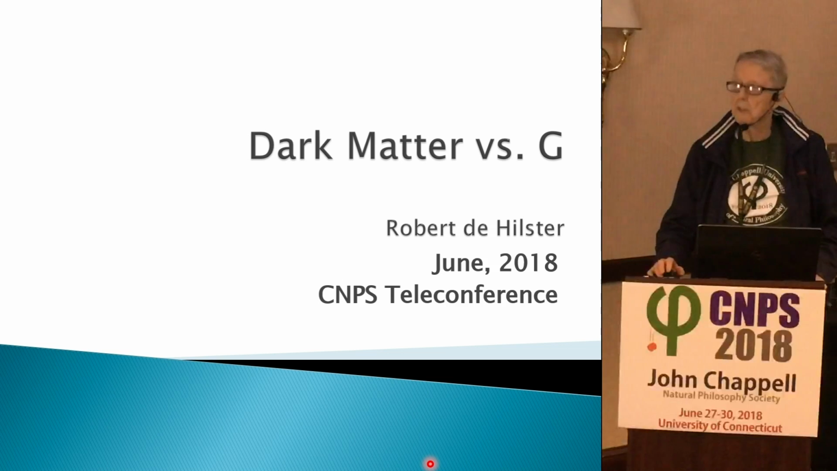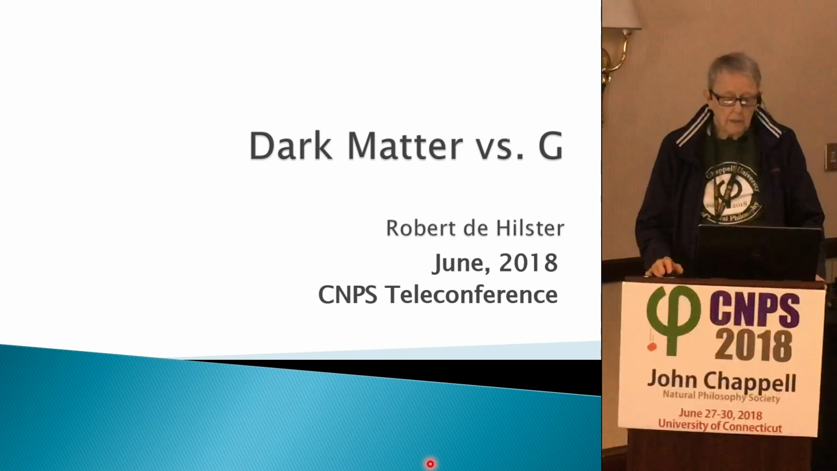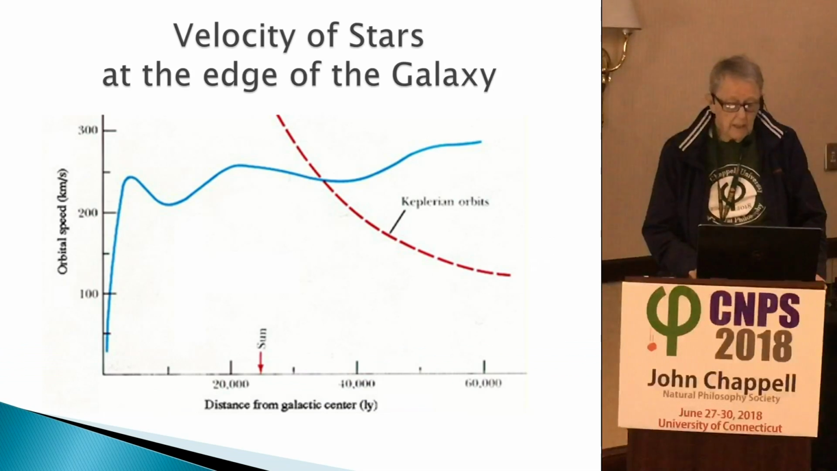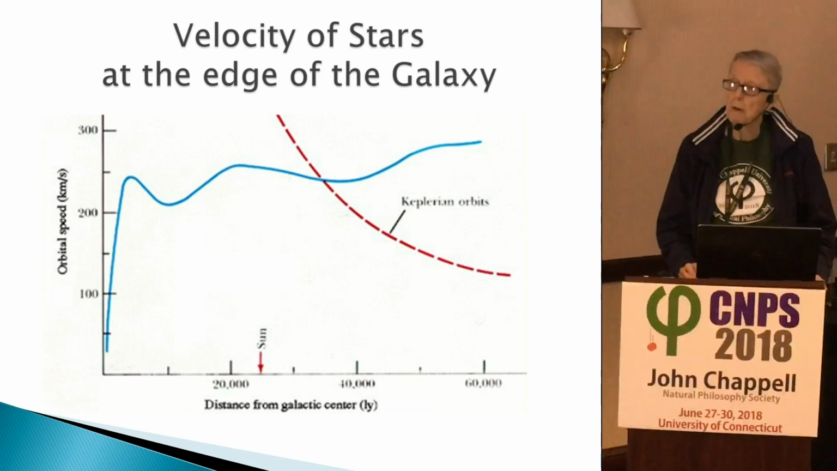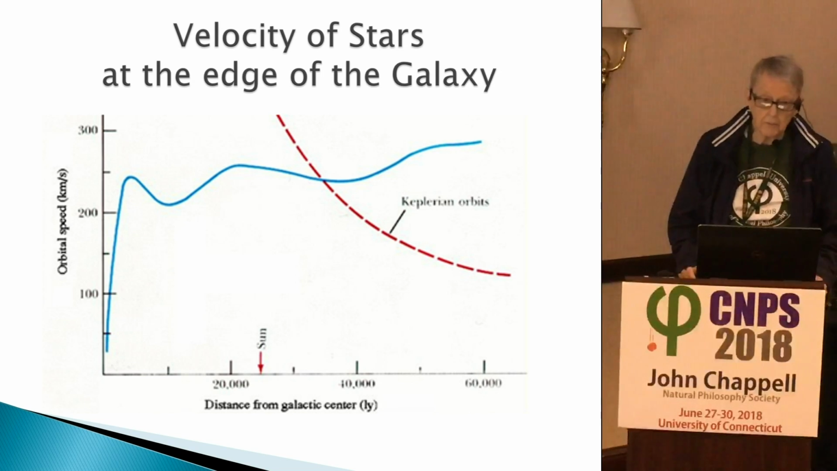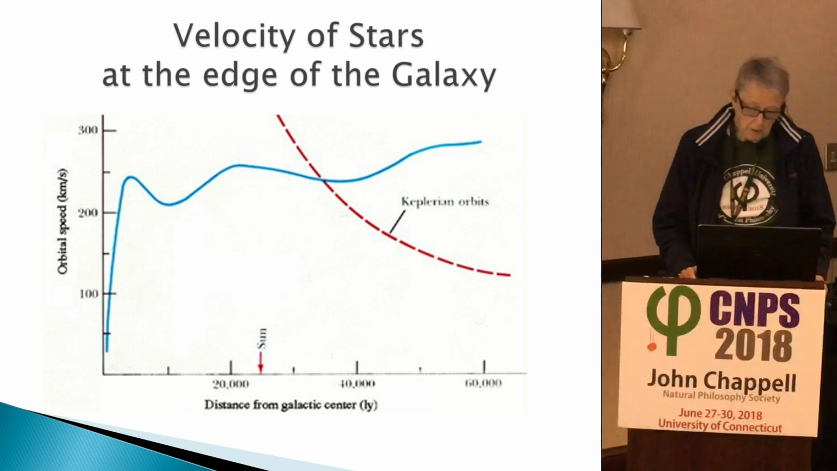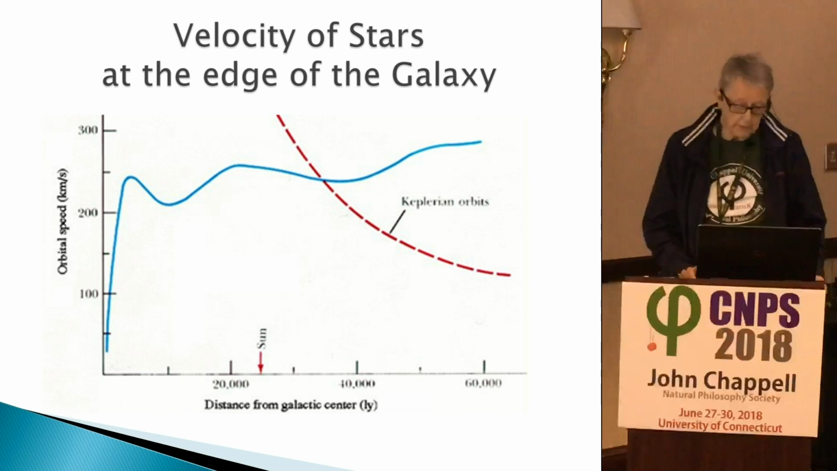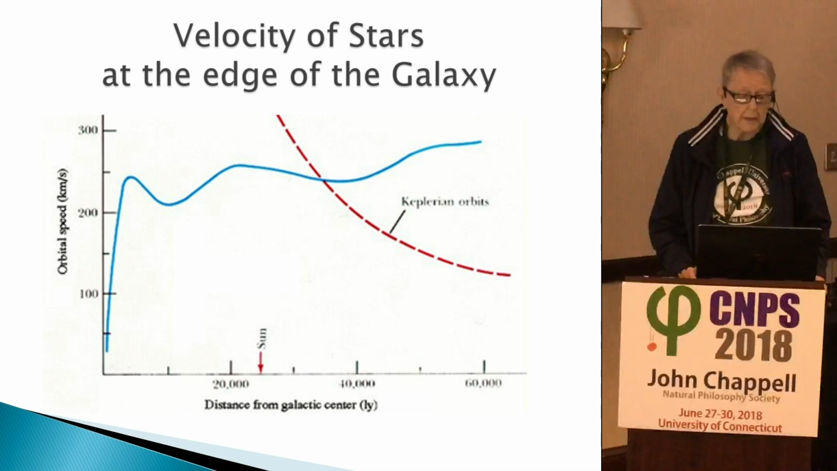The title of the presentation is Dark Matter versus G. So we're going to compare the two and see what we can come up with. This is a typical graph. I've used this one back in 2009 when I first talked about dark matter, but there was something I didn't see in the graph, and we're going to talk about that today.